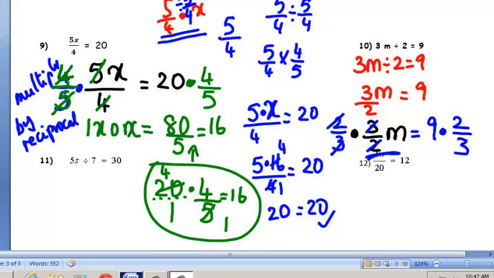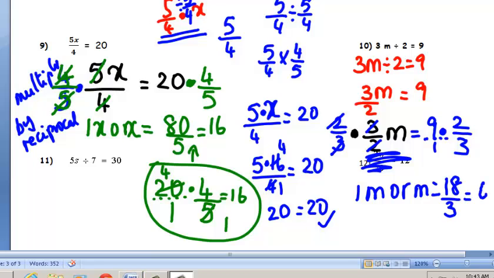So we have 1m or m equals, I'm going to do this just in case you need it, but you don't have to. 9 times 2, 18 over 3, which is 6. Or you can just cross out, that's also okay. If you want to do this, 3 goes once, 3 goes 3 times, 2 is 6. So either way, it's the same answer. So your final answer is 6.